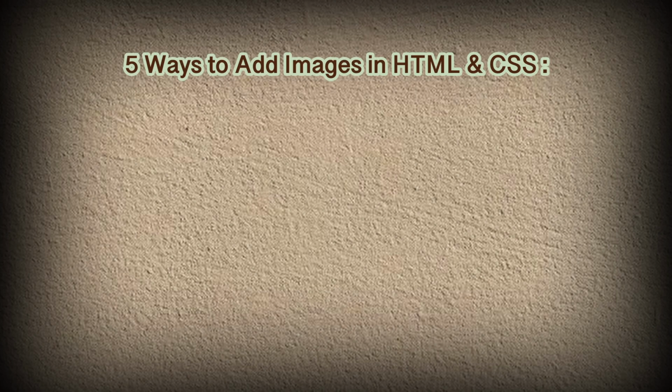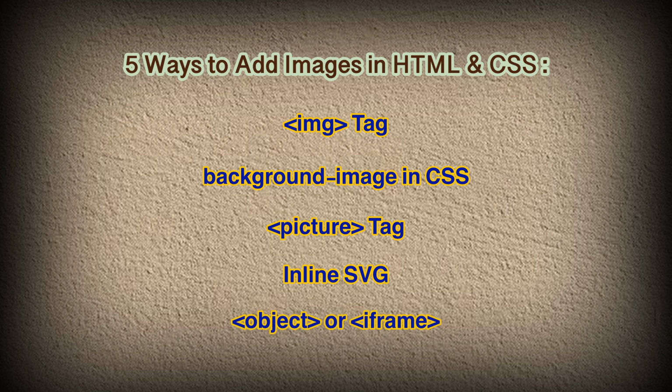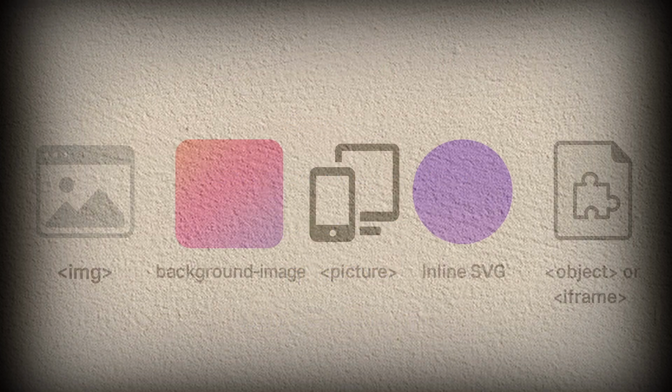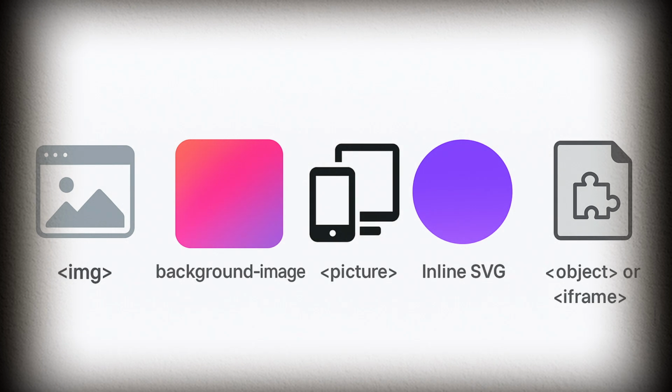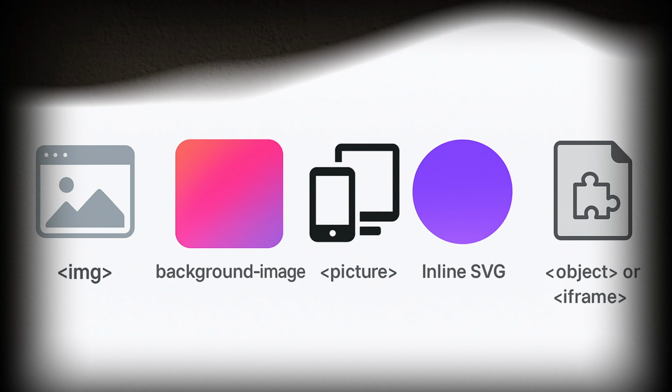So there you have it, 5 different ways to add images in HTML and CSS. The img tag for regular pictures, background image for design elements, picture tag for responsive layouts, SVGs for graphics, and object tag for embedded files.